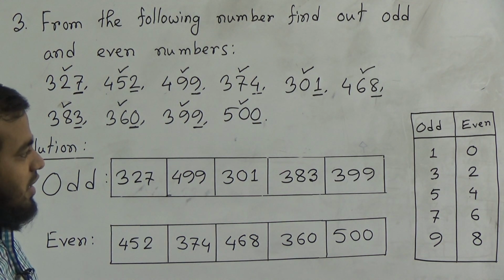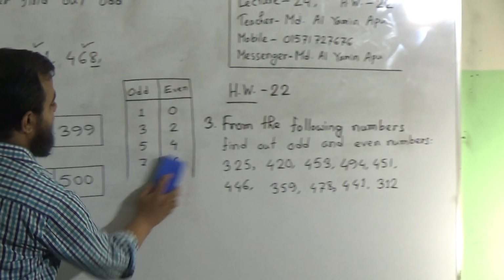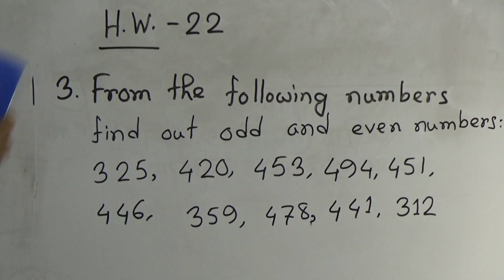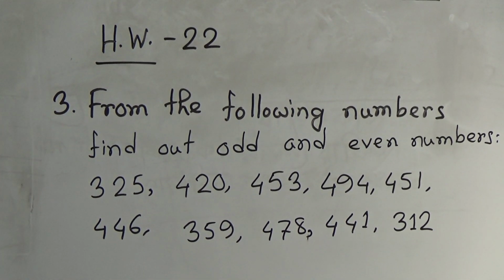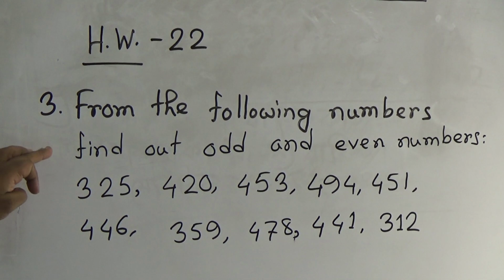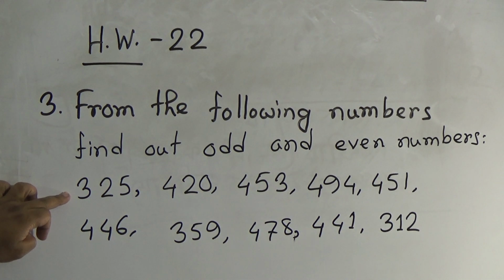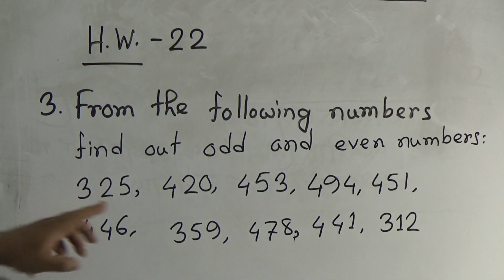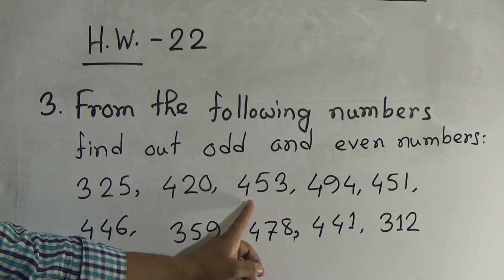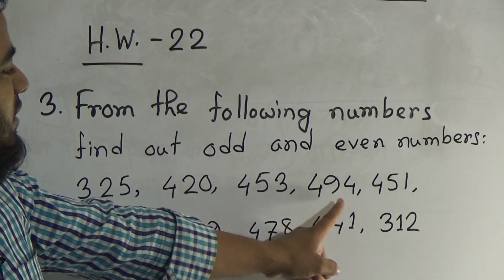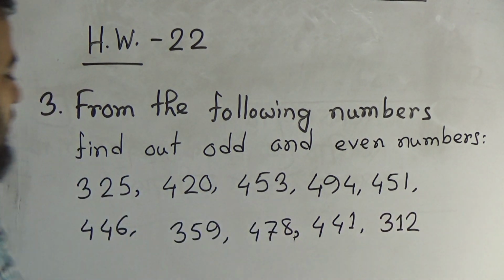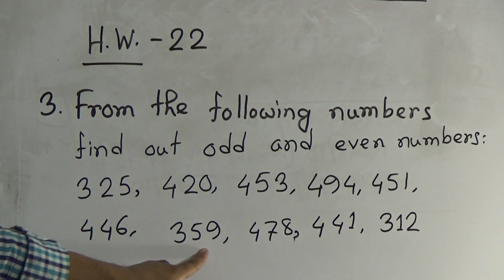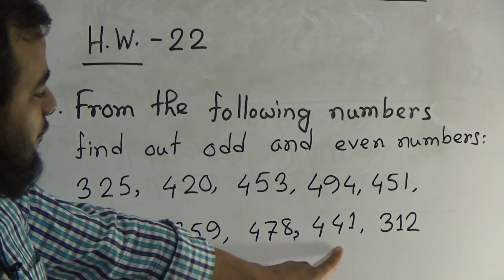Dear students, your homework number 22 is given here. From the following numbers, find out odd and even numbers. The numbers are here: 325. How should we write it down? 5 is in our ones position. That means 325 will be our odd number, and so on. You can write down the rest. The next numbers are 420, then 453, 494, 451, 446, 359, 478, 441, and the last number is 312.